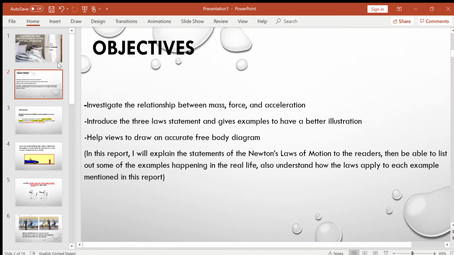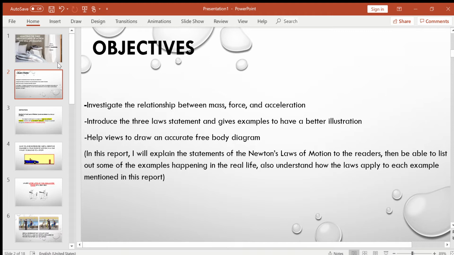So the objective of this report is to investigate the relationship between mass, force, and acceleration. Moreover, I would like to introduce the 3 laws statements and give examples for a better illustration, and draw an accurate free body diagram.